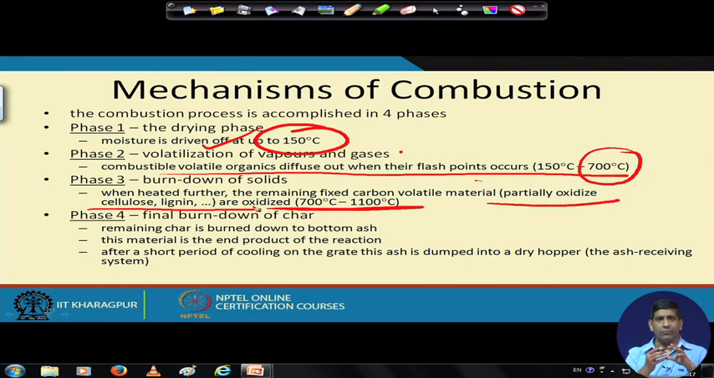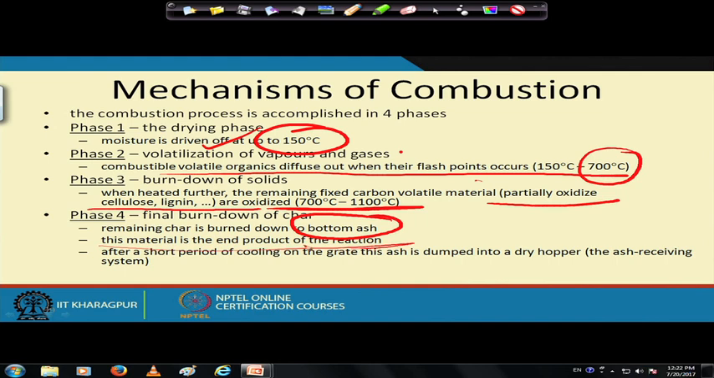So that's why I said above 1000 is where you will see most of the time it is working. That's where you have even further burn down of the solid. Then you will have some char. Those remaining chars burn down to bottom ash. So from the char you would get the bottom ash, and this material is our end product of the reaction.